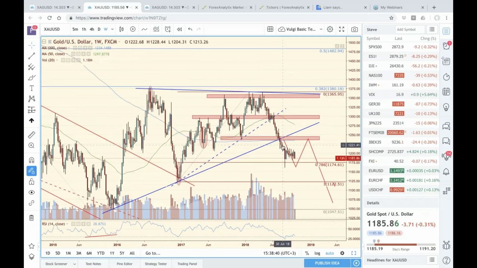Listen, initially my plan for gold, and I drew this on the weekly several weeks ago actually, was that once it broke lower from this ascending trend line, it would resume, find some momentum, push lower somewhat, then perhaps a rebound, retesting that area, and then push lower again. I thought that was going to happen too.